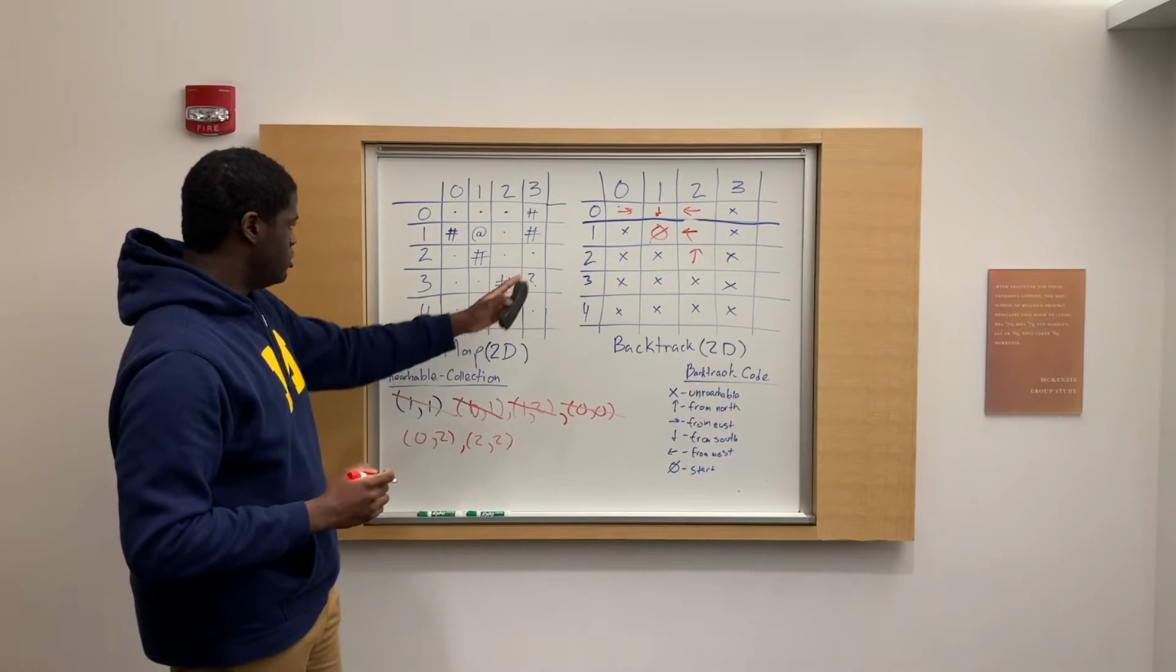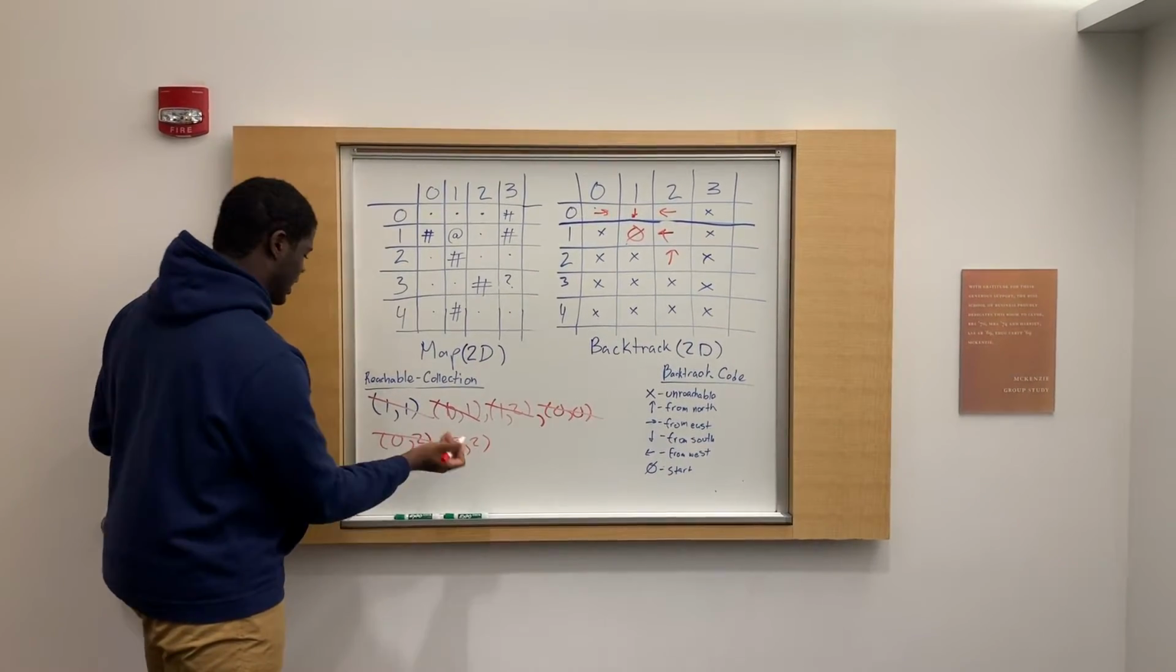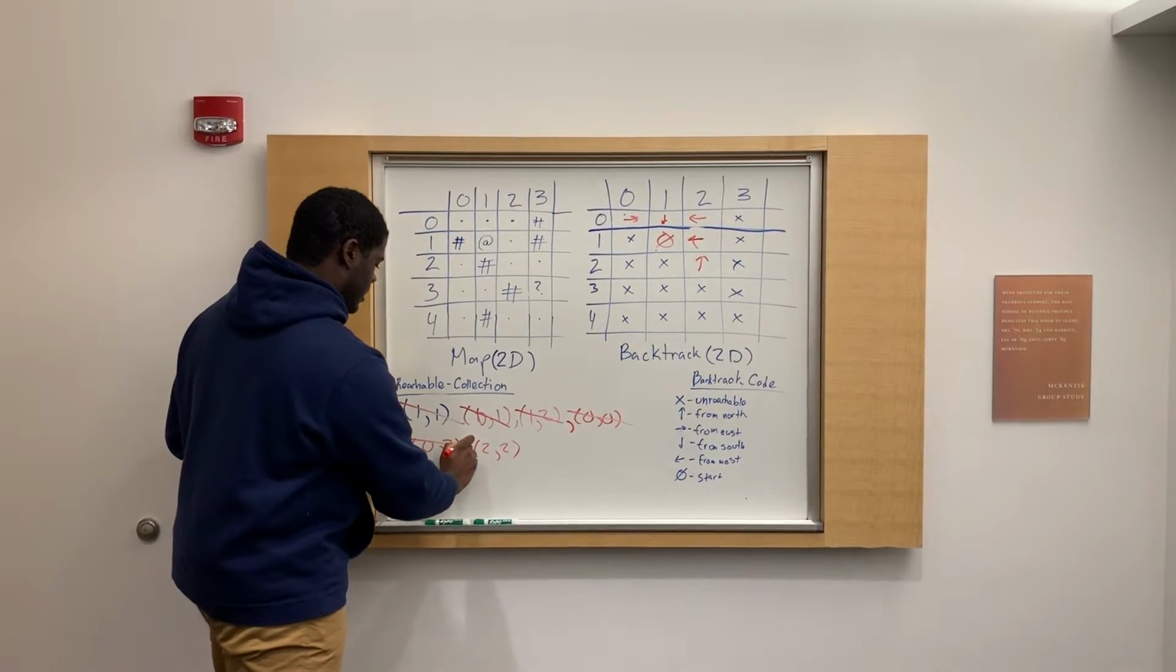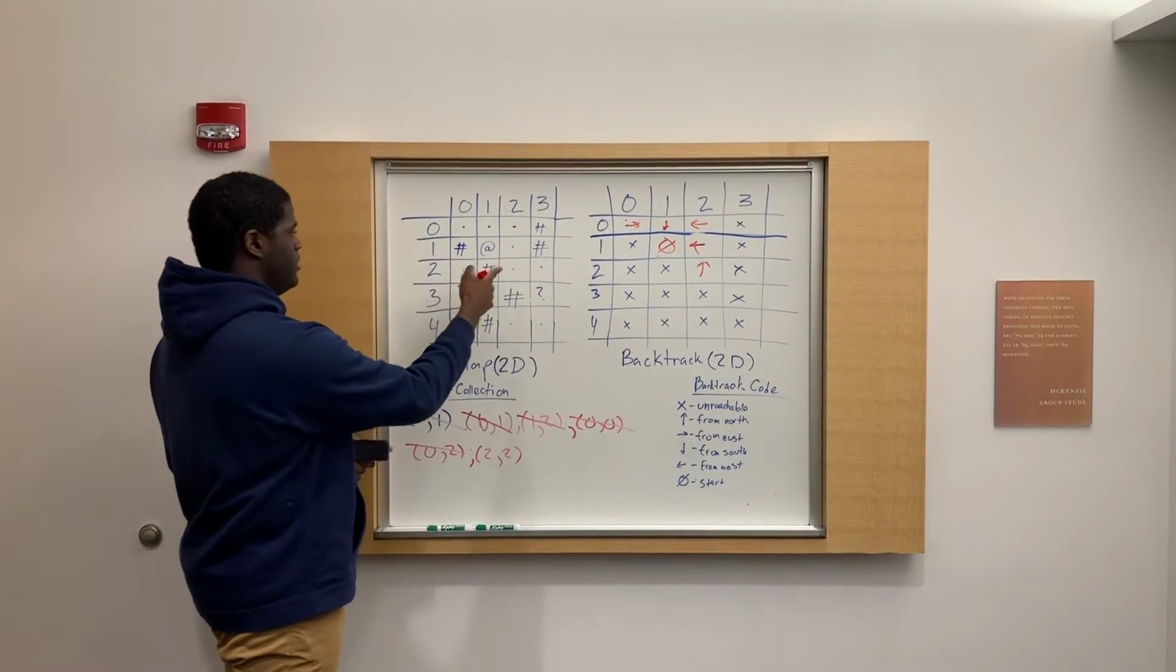Our next item is going to be 0, 2. The same thing that happened with 0, 0 is going to happen, where nothing really can be added. And then we're going to look at 2, 2 again. And then from there we can add 2, 3.